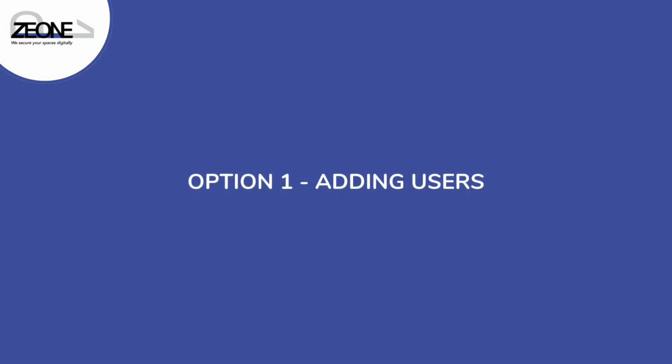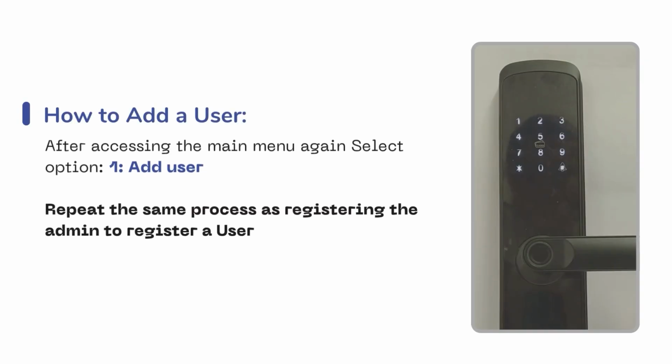Adding users. How to add a user? After accessing the Add User menu again, select option 1, Add Users. Repeat the same process as registering the admin to register a user.